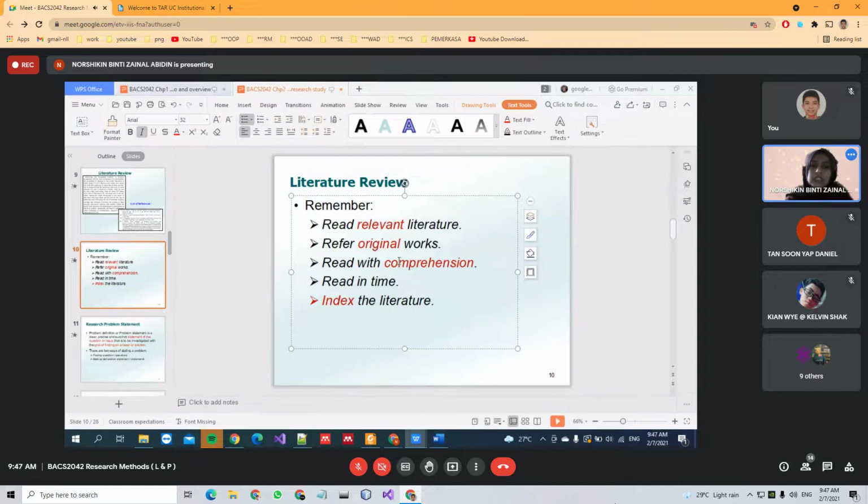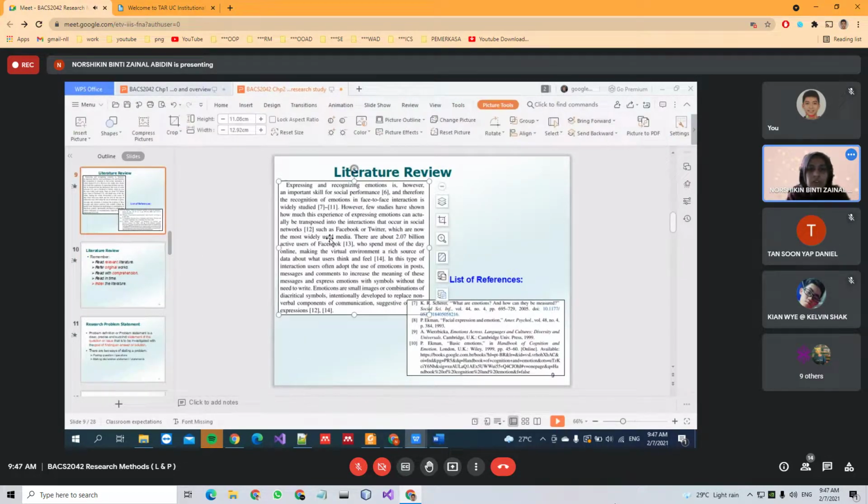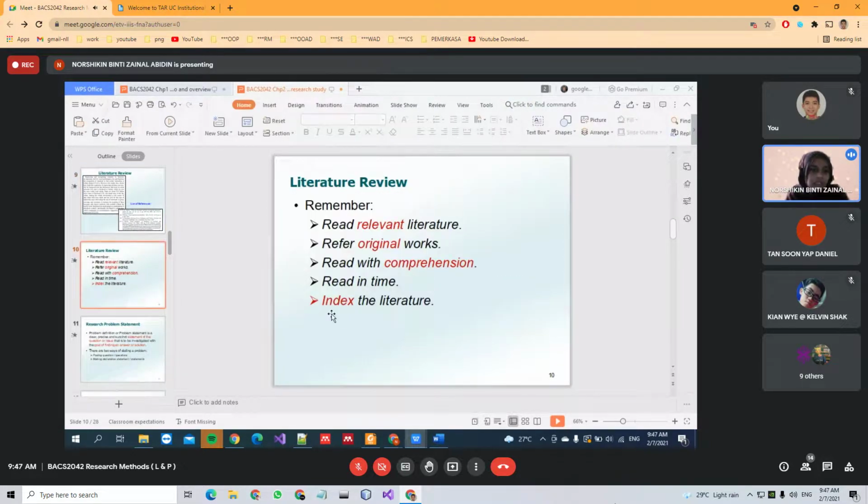Read with comprehension. Comprehension is, you need to know exactly what you read. You need to understand the paper. That's what it means by read with comprehension. Read in time. I'm not sure what is read in time, but I don't think this is an important point for LR. Index the literature is like this one. You give credit or you mark your paper or any paper that you write in the LR part. That's index the literature.